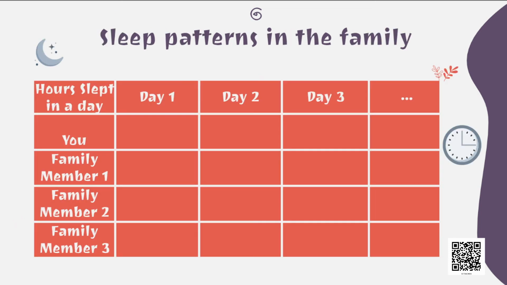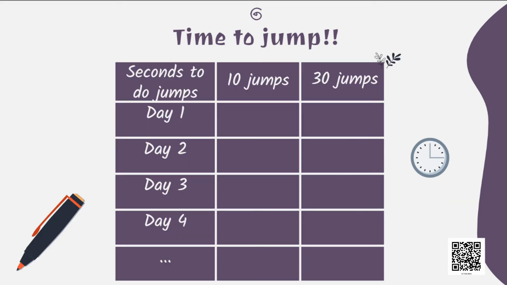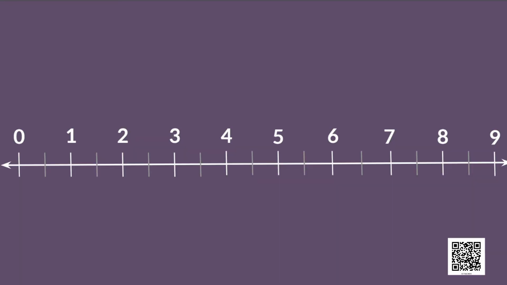You can also calculate the average sleeping hours of yourselves and your family members and the time taken to do 10 jumps and 30 jumps in these tables after a week of observations. Children, you all know what this is. It's a number line, isn't it?